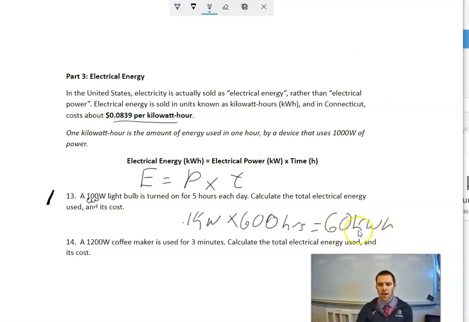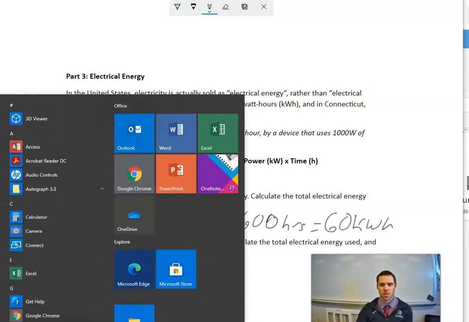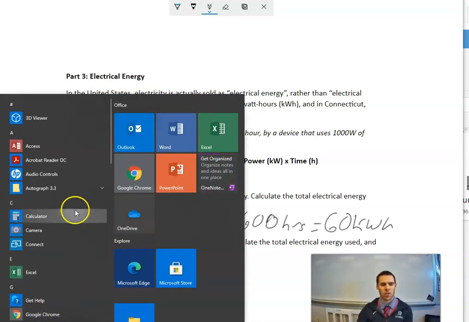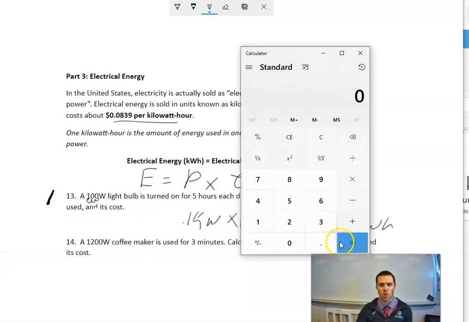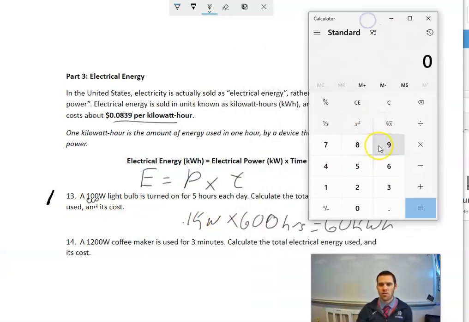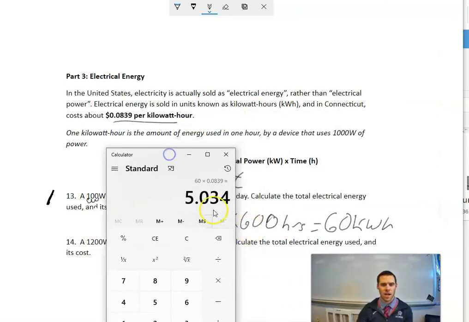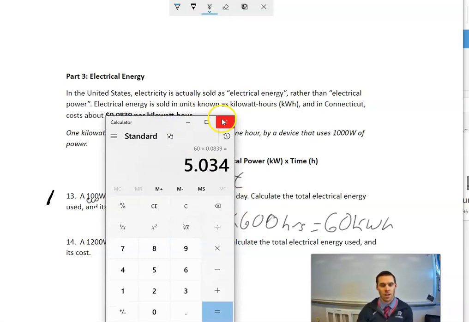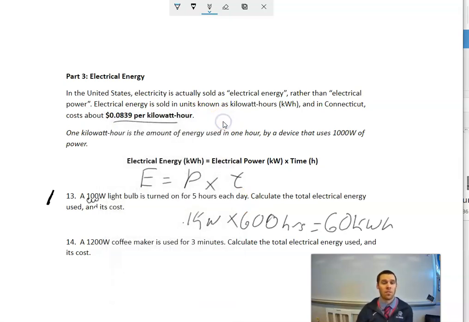However, I'm not quite done. I want to use this figure, 60 kilowatt hours, and if you recall, this is what the electrical company is going to be charging us by. So for every 1 kilowatt hour, we're getting charged about 8 cents per kilowatt hour. So the equivalent of 60 times 0.0839, that's from the electrical company. My final answer is going to be about $5.03 if I were to round. It's going to cost us that to run that 100-watt light bulb for 5 hours a day for a 30-day month.